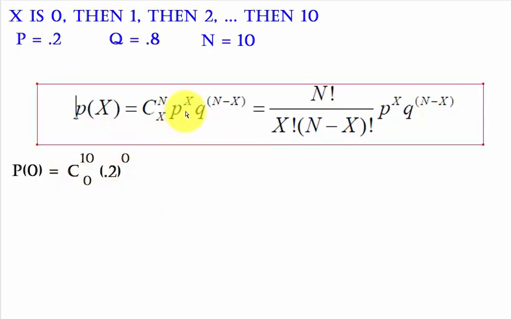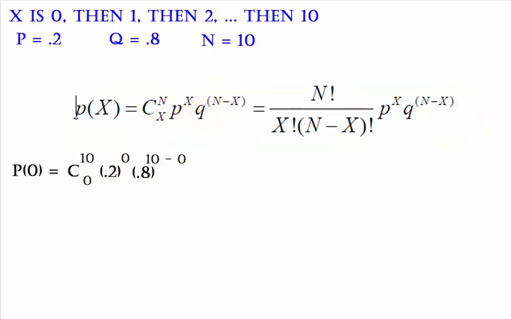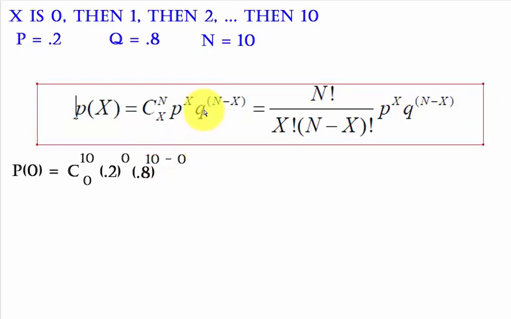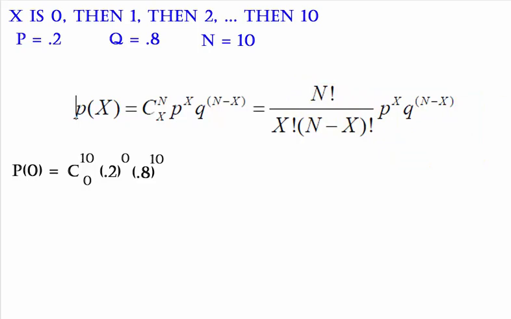And we know the probability, P, is 0.2, raised to the 0, that's what the X is, times 0.8, that's the probability that it won't happen, that's the Q, raised to 10 minus 0, again, N minus X. And then we're going to put it into the factorial formula, okay? So we got 10 choose 0 times 0.2 to the 0 times 0.8 to the 10. Now the rest is just math, right? N is 10, 10 factorial. 0 factorial is 1.